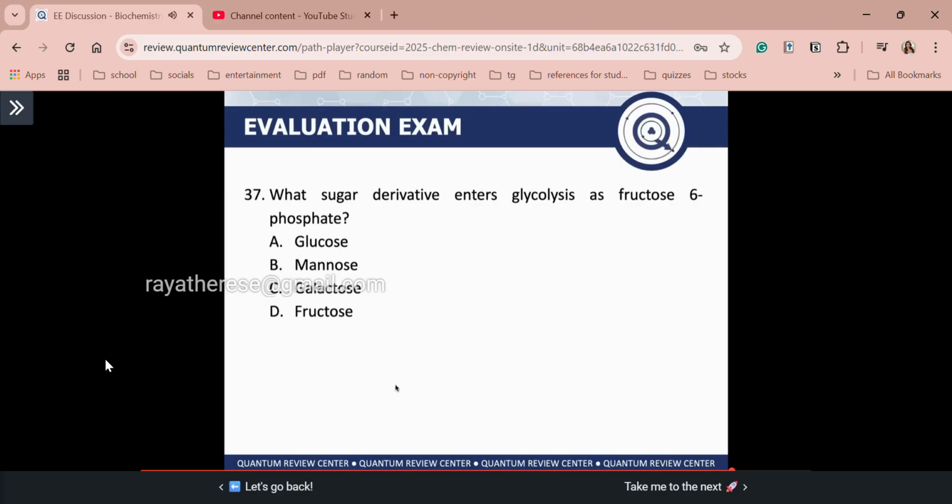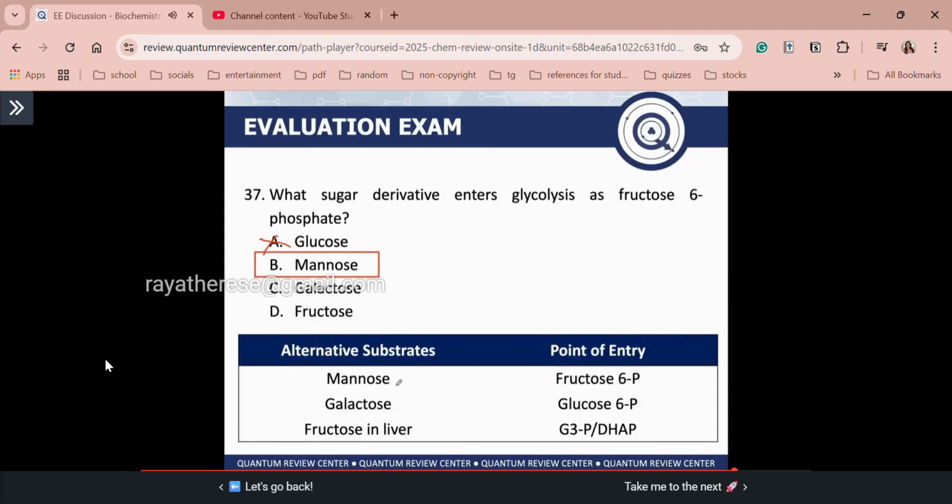A. Glucose, B. Mannose, C. Galactose, and D. Fructose. Glucose, of course, is automatically an incorrect choice because that's our main substrate. So here, class, our answer is letter B. Remember, C. Galactose enters your glycolytic pathway as glucose 6P. On the other hand, fructose enters as either GTP or DHAP. So for 37, our answer is letter B, mannose.